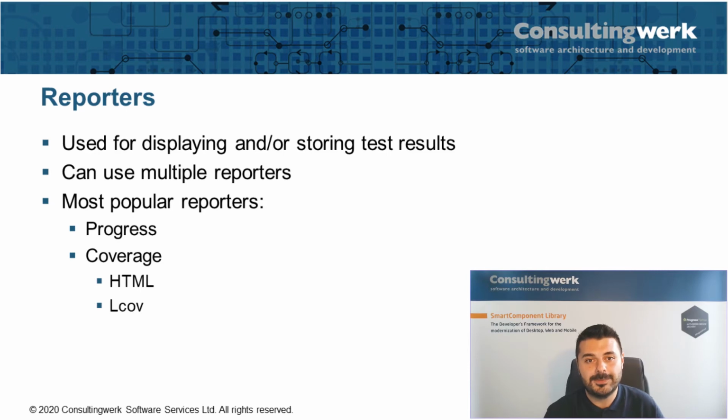Now, moving forward, reporters. Reporters are used for displaying and storing test results. We can use multiple reporters, and the most popular reporters are obviously Progress, which is used when you're running unit tests in your terminal. And we have the coverage reporters that can output to HTML and LCOV. Very useful if you're using things like Jenkins or Circle CI and so forth.